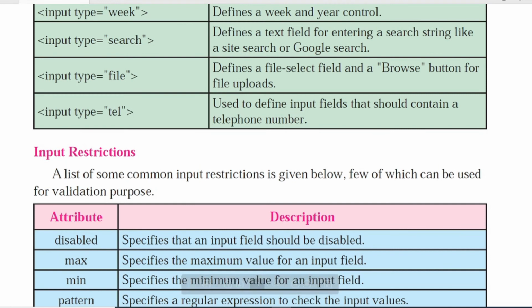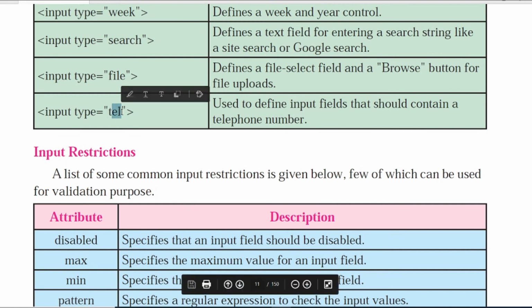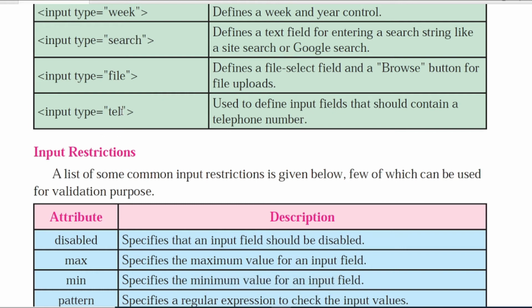Moving on to input type equal to tel. Now once again, a more specific one. The newer input types are more specific than the previous ones. Input type equal to tel is used to define input fields that should contain only and only telephone numbers. So very clearly these new input types are making forms or web forms much more interesting and easier to create.